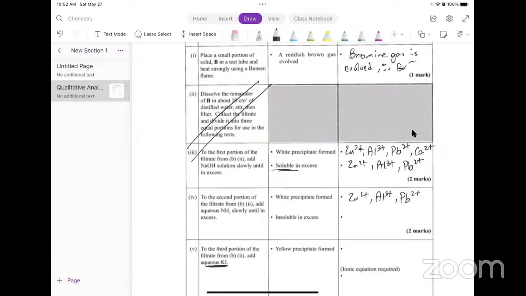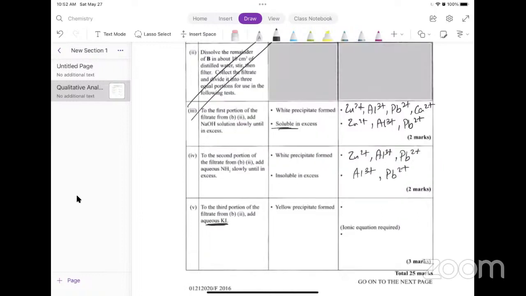So it says, to the third portion of the filtrate add aqueous potassium iodide. As I mentioned, that's why reading the paper before is a good tactic to use in doing the exam, because you kind of see where it's leading to. You can kind of beat the exam in that way by seeing what is required. So it says a yellow precipitate is formed. Based on that, which of the ions we have would form a yellow precipitate?